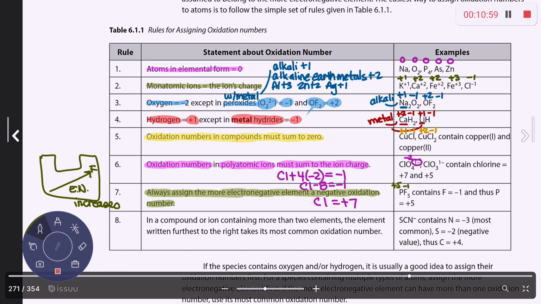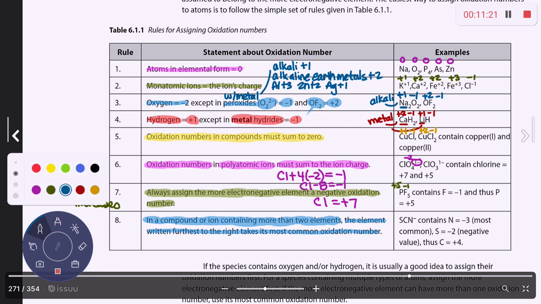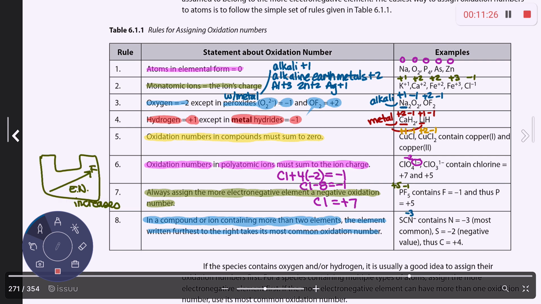Okay? Last rule. Rule number 8. If you have a compound or an ion that has more than 2 elements in it, the element furthest to the right will have its most common oxidation number, meaning its most common charge. So when you're looking at SCN -1, N is furthest to the right, assign it its usual charge, which is a -3. Then go and figure out the other two from there.